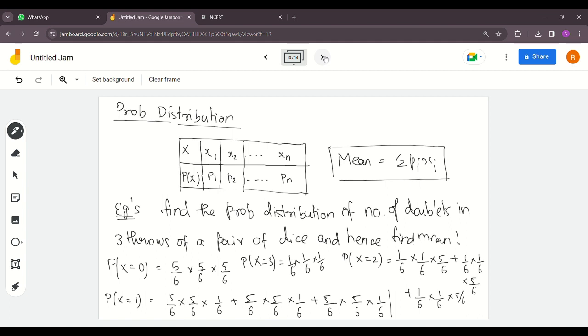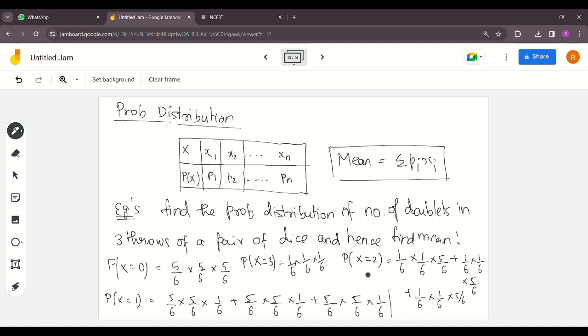Now P of X is equal to 1. X equal to 1 means 1 doublet and 2 non-doublets. 1 doublet is 1 by 6, and 2 non-doublets is 5 by 6 into 5 by 6. This is for one arrangement of the throws. Now you are asked to do 3 throws of a dice, so you will have to repeat it 3 times: 5 by 6 into 5 by 6 into 1 by 6, plus 5 by 6 into 5 by 6 into 1 by 6, like that.